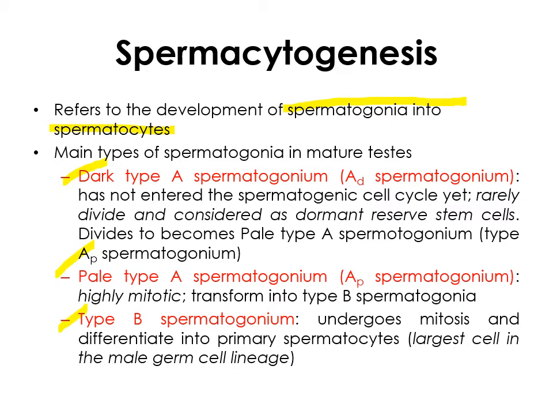The dark type A has not entered the spermatogenic cell cycle yet, rarely divides, and is considered a dormant reserve of stem cells. The pale type A is highly mitotic and transforms into type B. The type B undergoes mitosis and differentiates into primary spermatocytes. The primary spermatocyte is the largest cell in the male germ cell lineage.